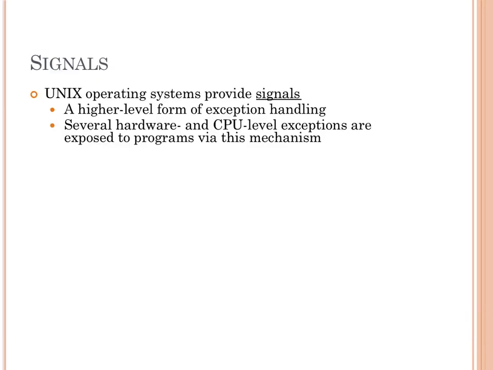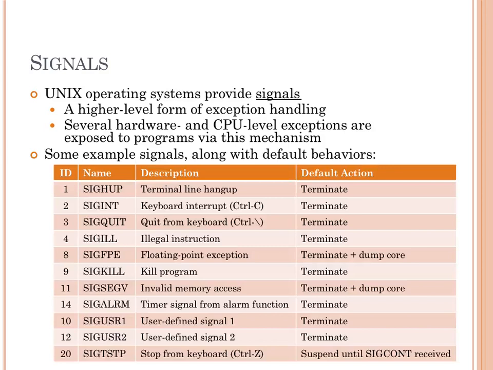So the way that that is exposed to user mode programs is through a mechanism called signals and signal handling. This is basically exactly hardware exception handling, but mapped into a user mode application. Here is a small sample. That may look like a lot, but it turns out to be a relatively small sampling of the kinds of signals that programs are able to receive from the operating system.